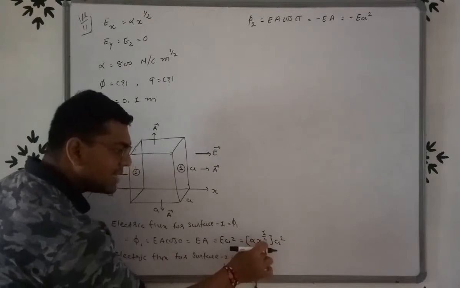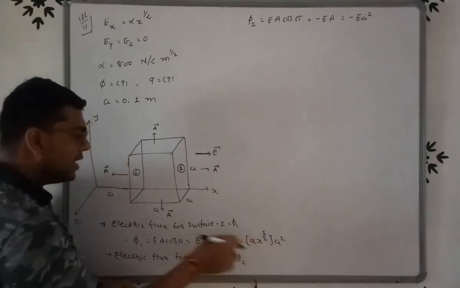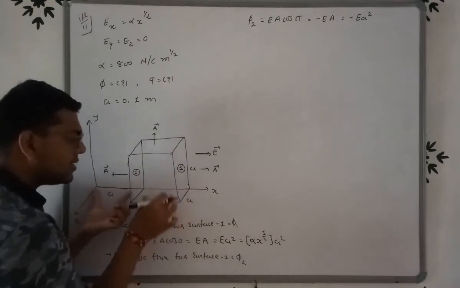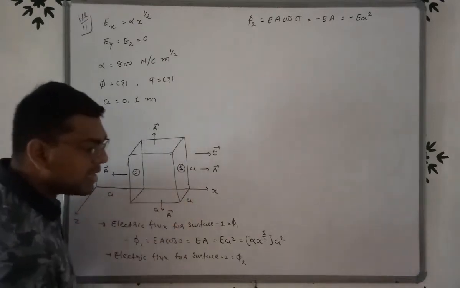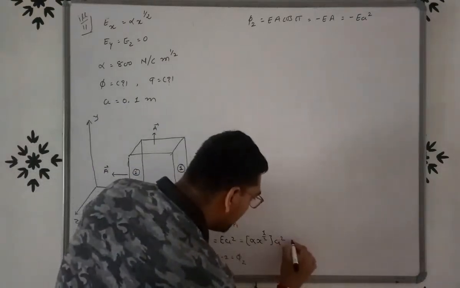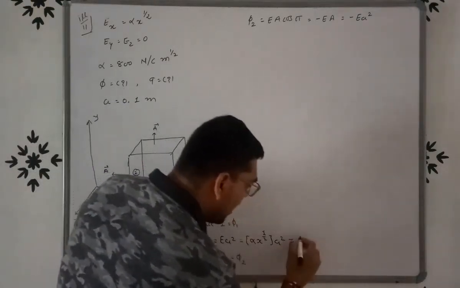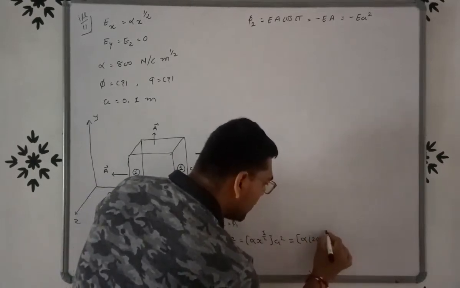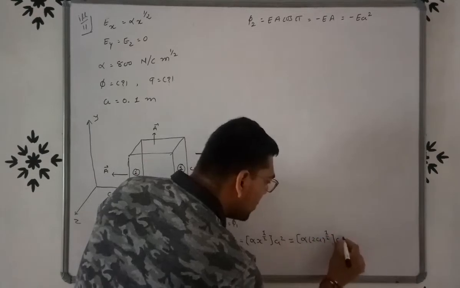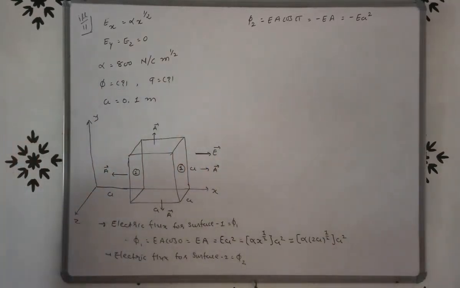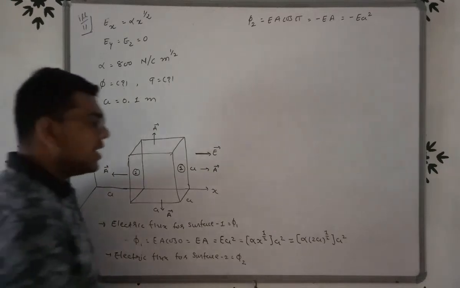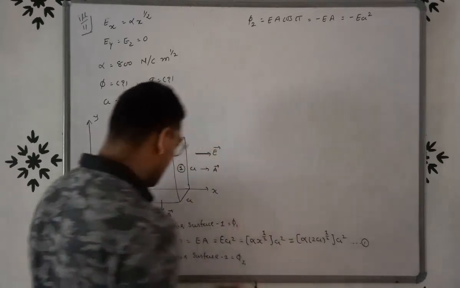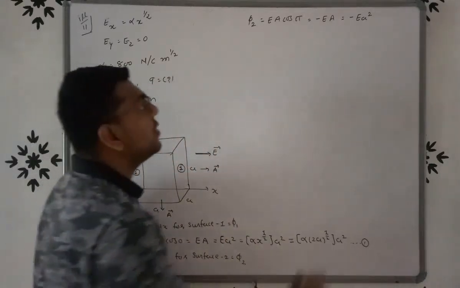Again, here the value of the electric field is alpha x raised to 1 by 2, into A square. But the value of x is the distance between the origin and this surface. So the distance is A plus this distance A, so A plus A, 2A. So here we can write alpha, total distance 2A, raised to 1 by 2, into A square. Right. Now this is equation number 1. Right. Now we calculate for phi 2.